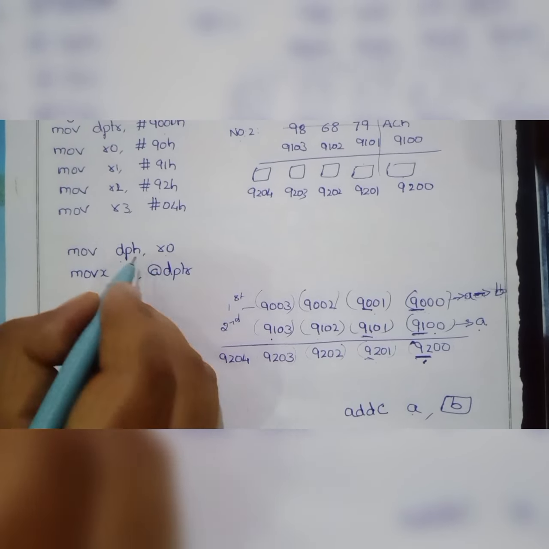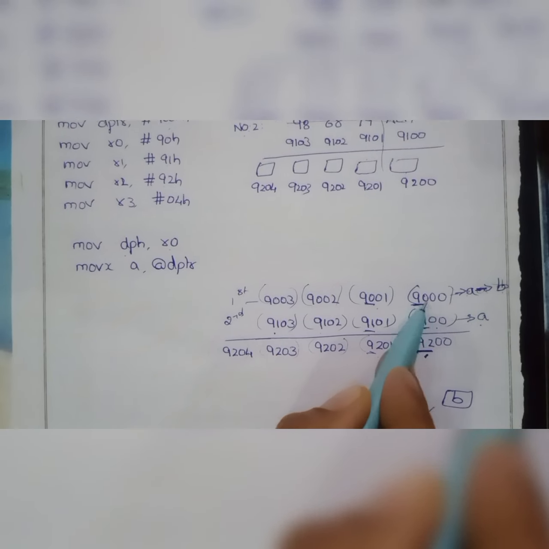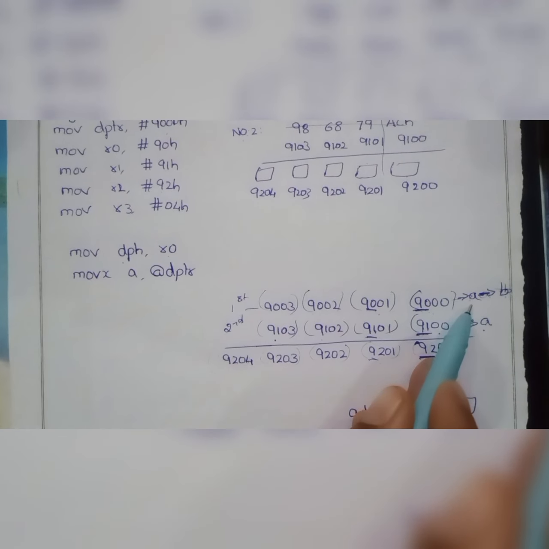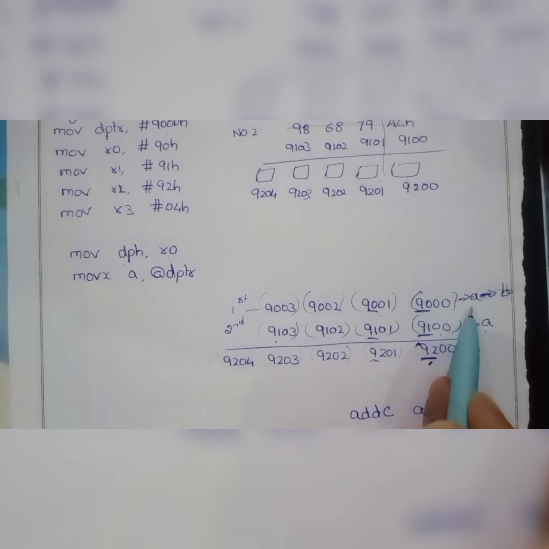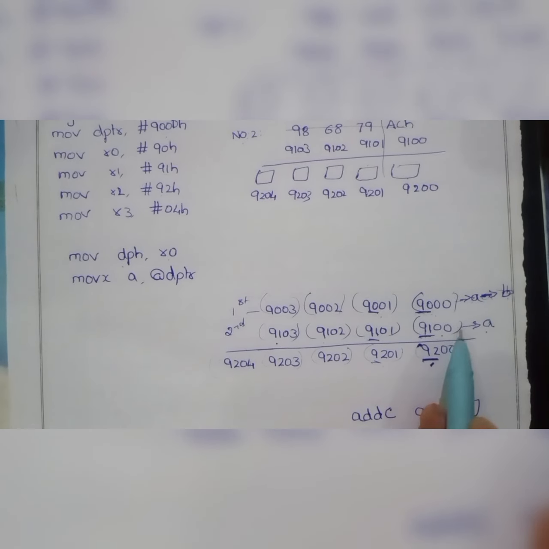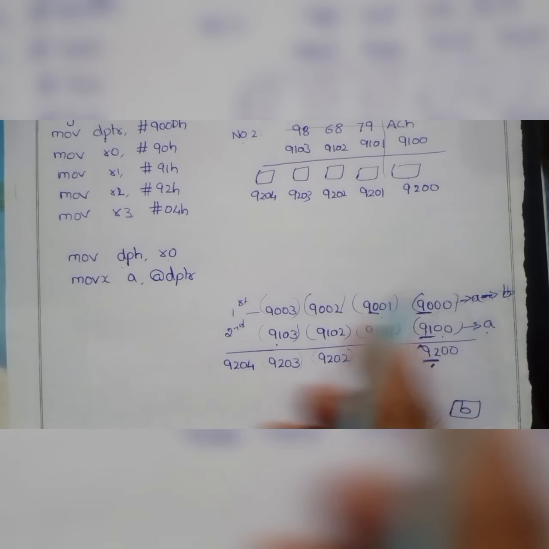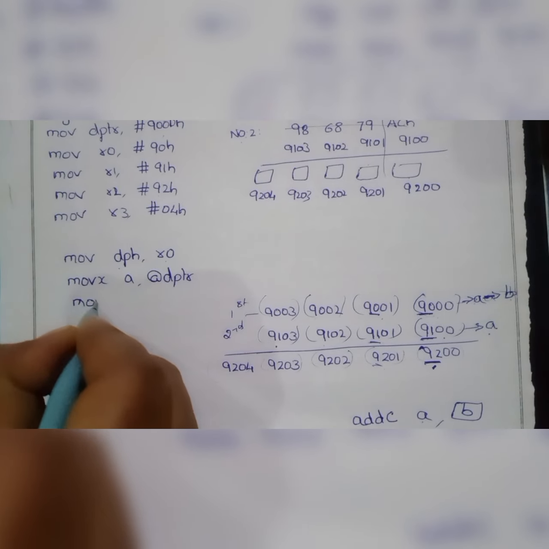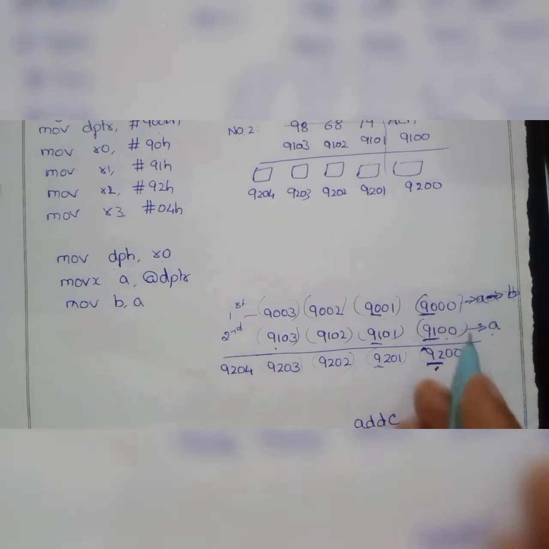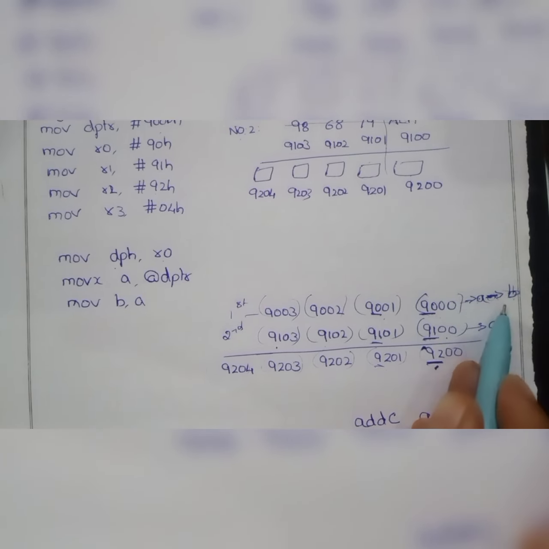So DPTR is pointing to 9000. The data present in 9000 is being copied to A. What I want, A should be empty for my next access. So let us copy the same into the register B. So now MOV B, A. Whatever the data which was present in A is now copied to B.